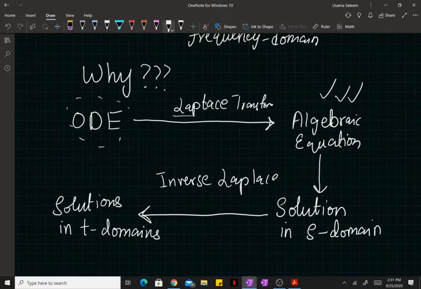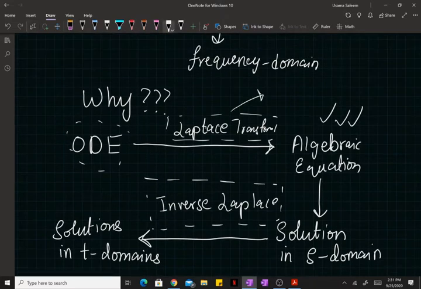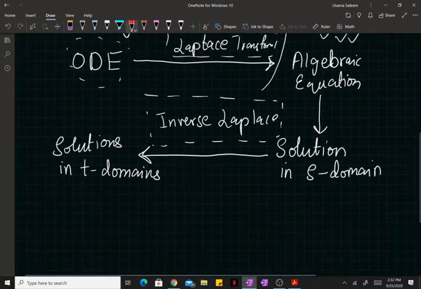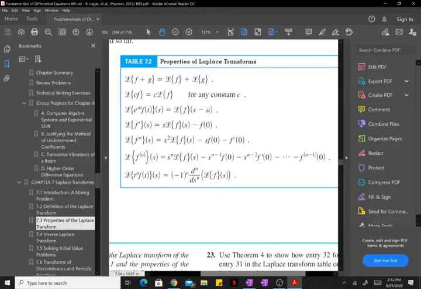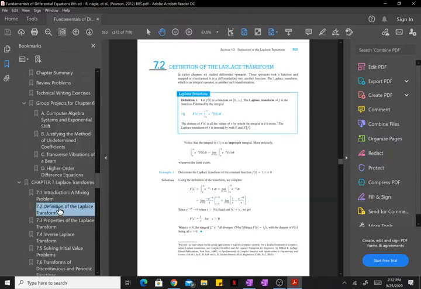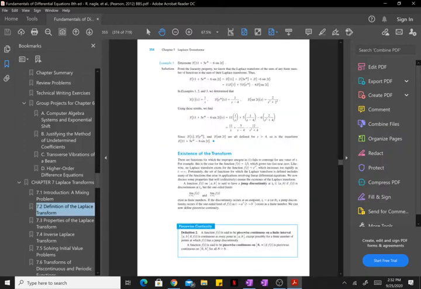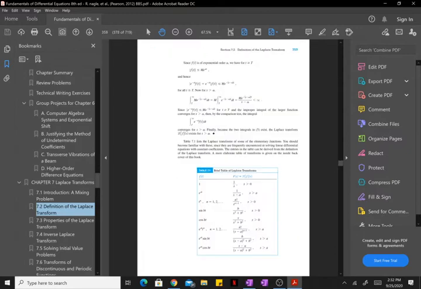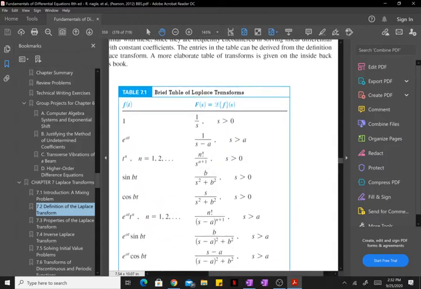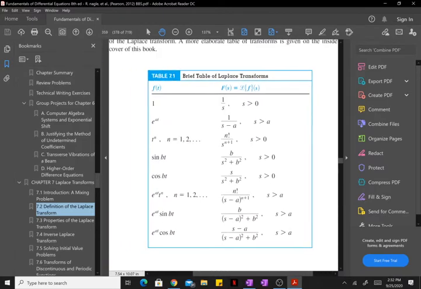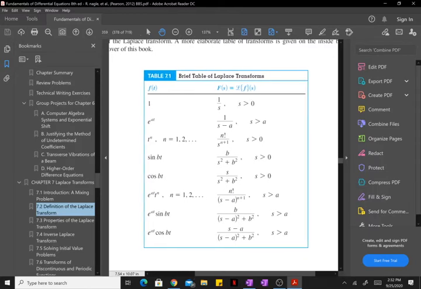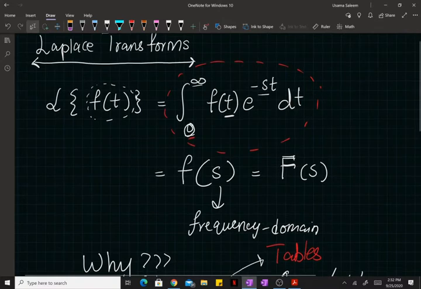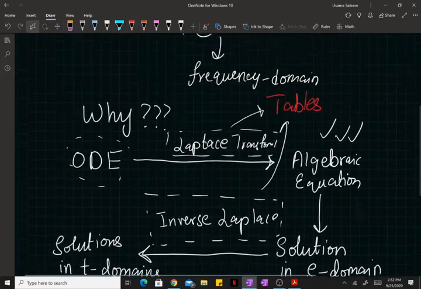Both the Laplace transform and the inverse Laplace transform will be performed using tables. If you go to your textbook, in any good differential equations textbook, you should find a list of all the important functions that have already been Laplace transformed for you right here, for example. So basically, this entire table is the solution to this integral that I've highlighted here.